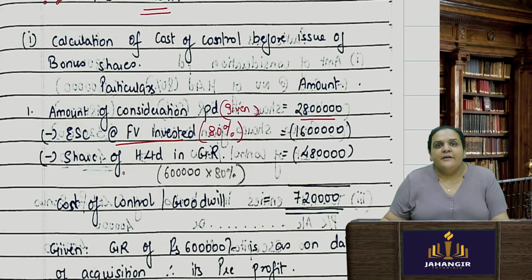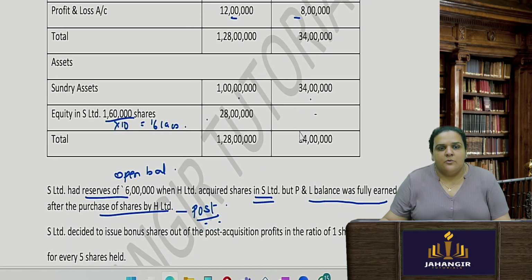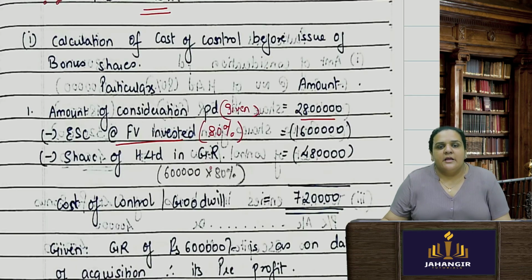Then share of H Limited in general reserve. Now, if you see this reserves of rupees 6 lakhs closing over here, it was there at the time H Limited acquired shares in S Limited. That means this is the pre-reserve. So, pre-reserve also I will take 6 lakhs into 80%. Pre share of the holding company, 6 lakhs into 80%. It is going to be 4,80,000.